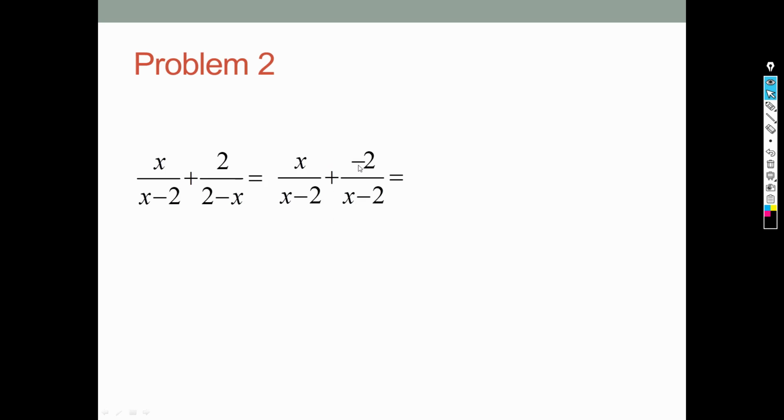Denominator is the same. I just add the numerators. X minus 2. But of course, they're not like terms, so you have to just leave it as x minus 2, or x plus a -2. So we get this after I combine. Okay, x minus 2 has to stay x minus 2. But notice, now I have to simplify x minus 2 over x minus 2. Those just cancel, just like 2 over 2 is 1, 5 over 5 is 1. So this simplifies to 1.